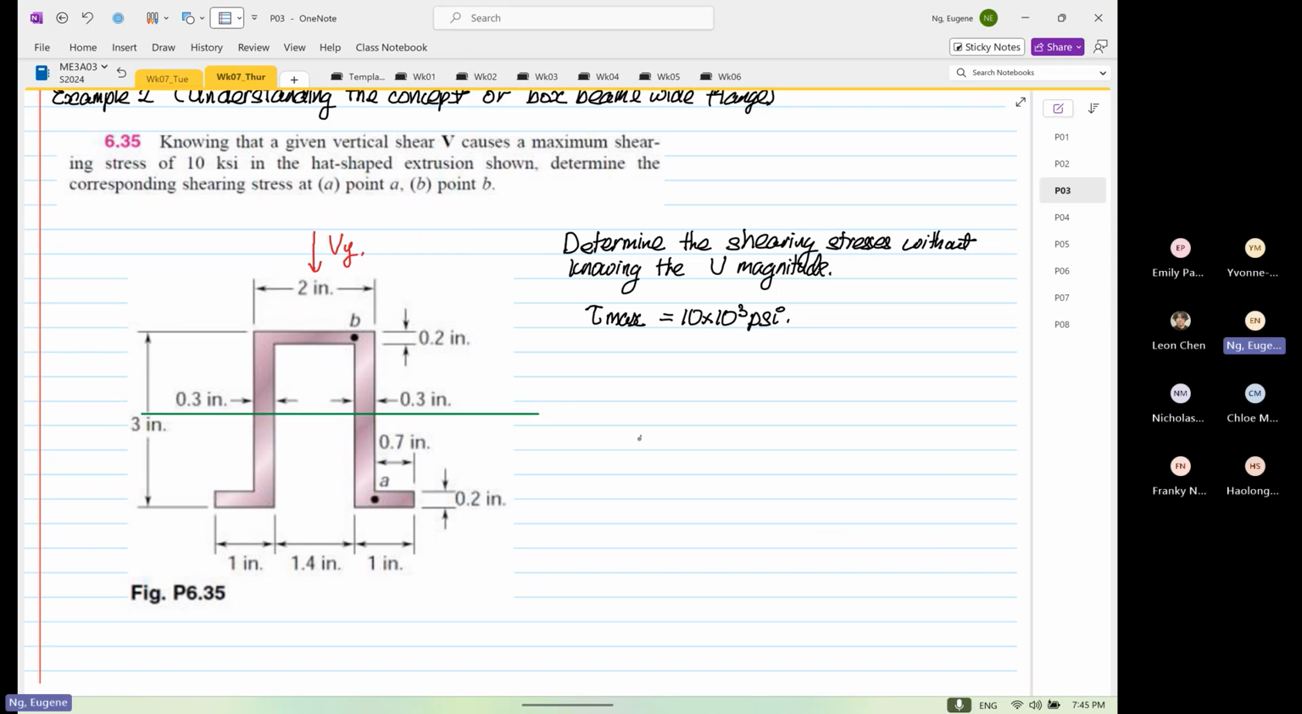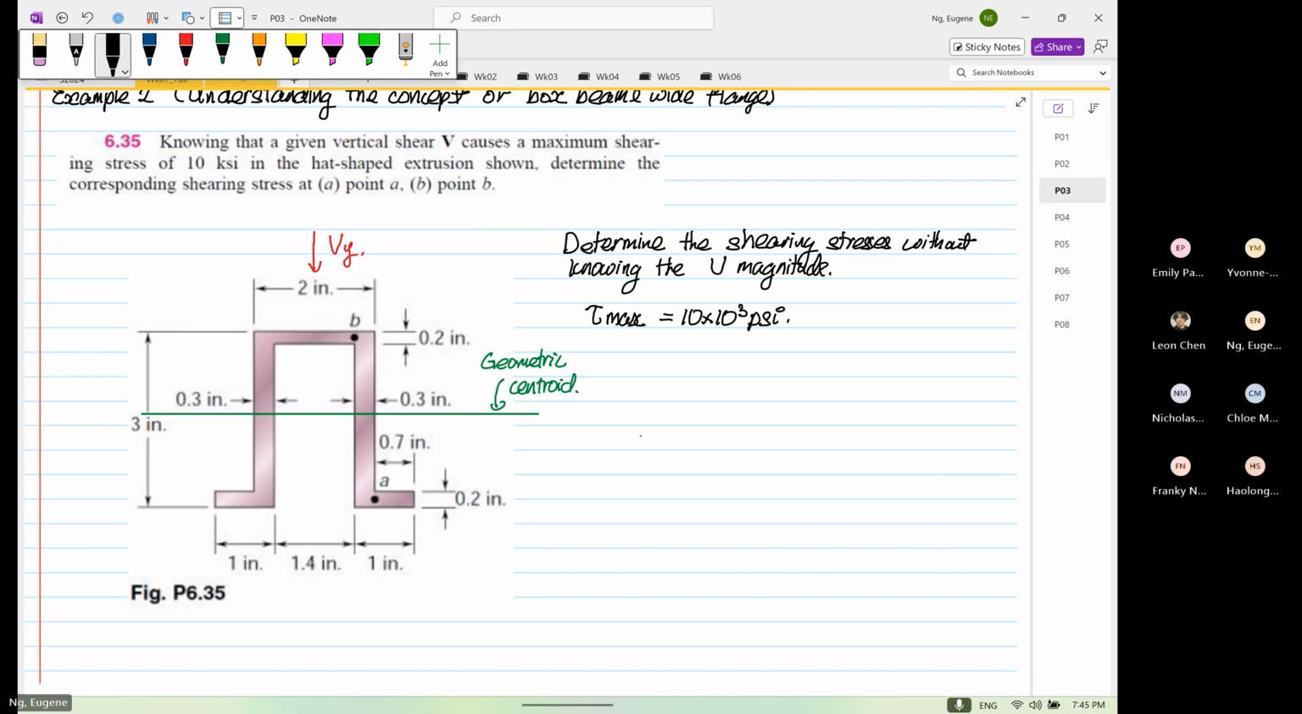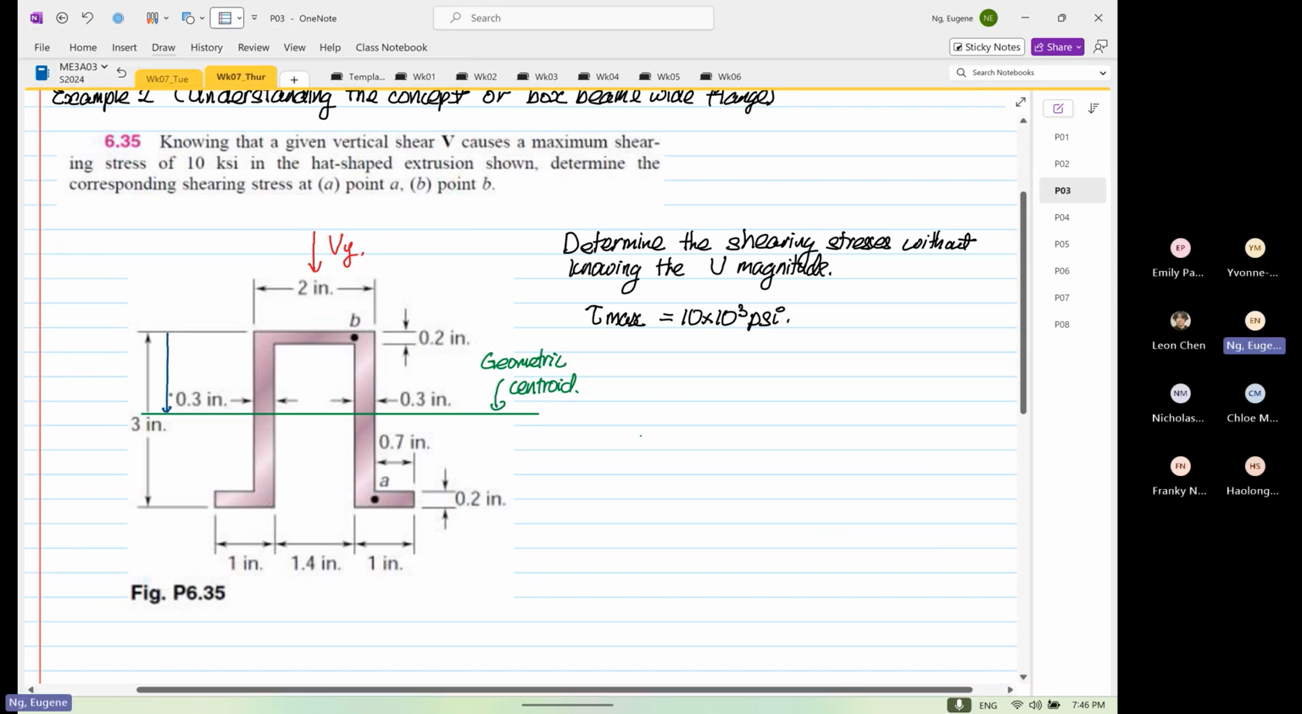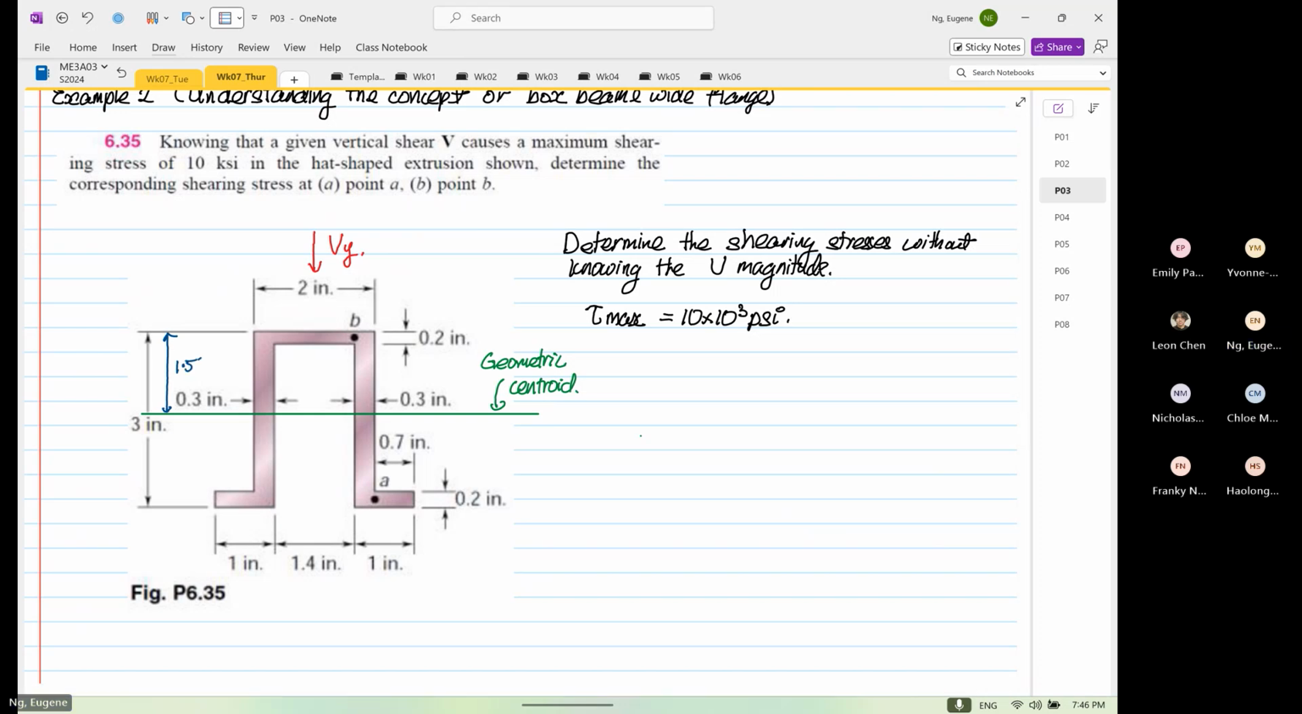Okay, so this is our geometric centroid. And the geometric centroid is halfway. Okay? This distance from here to here is 1.5. Now, why do I say that? This is purely based on observation.